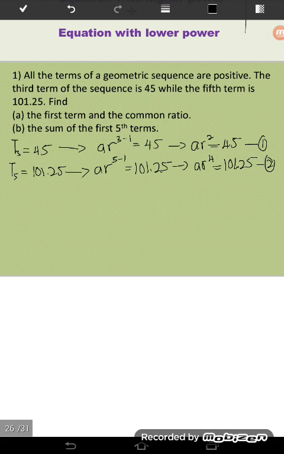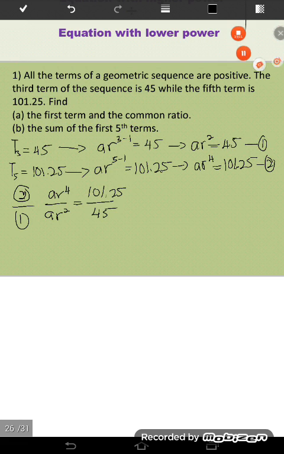Okay, so ini tadi macam mana nak selesaikan A dengan R. Okay, so for this one, the equation with higher power, so kuasa yang paling tinggi bahagikan dengan kuasa paling rendah lah. So yang paling tinggi ni persamaan nombor 2, paling rendah persamaan nombor 1. Okay, so therefore equation number 2 divide by equation number 1. So AR power of 4 divide by AR power of 2 is equal to 101.25 divided by 45. Okay, A and A cancel. R power of 4 divided by R power of 2. So index, hukum index 4 minus 2, which is R power of 2. So this one divided by this one is 2.25. So R equal to square root of 2.25, which is equal to 1.5.